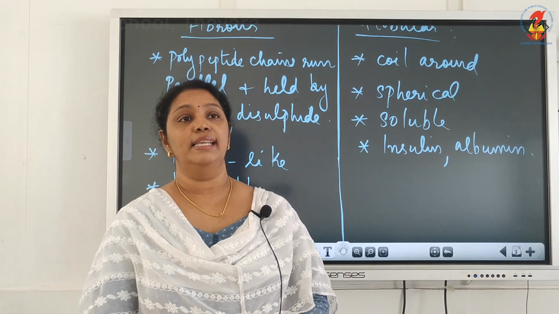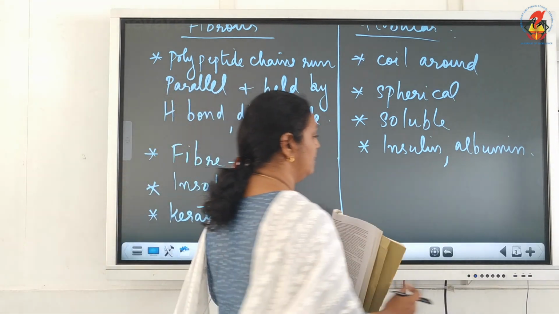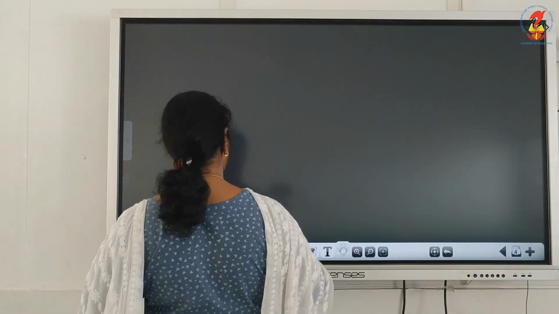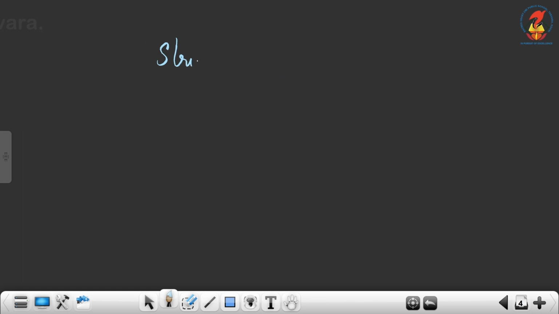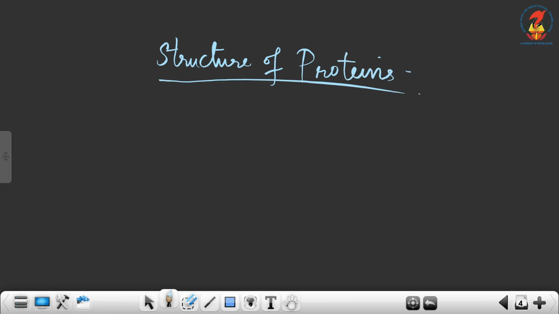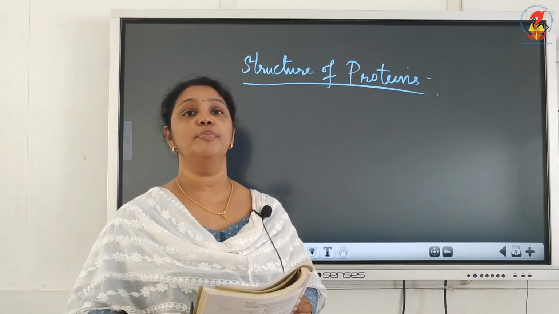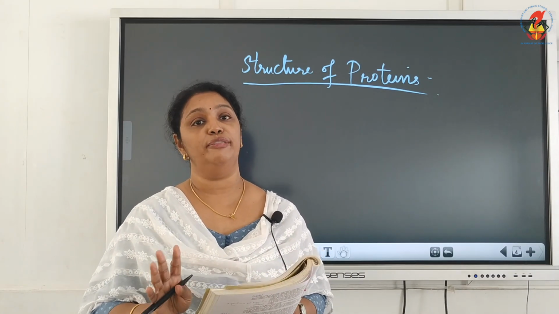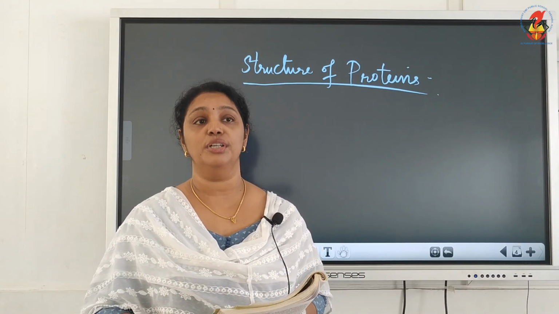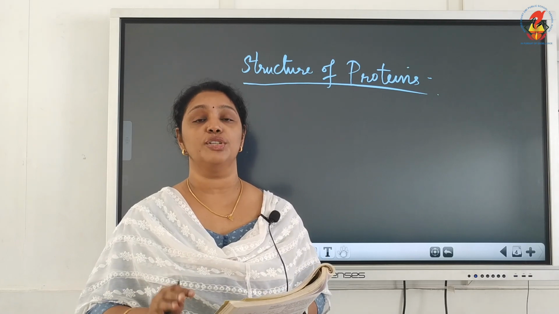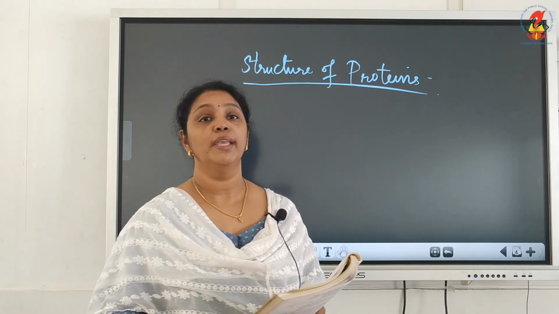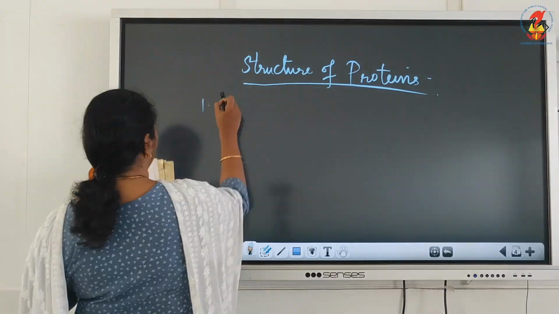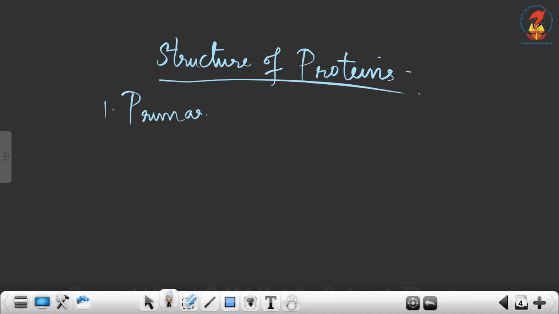Now next let us see the structure of proteins. So next we have the structure of proteins. Now the structure of proteins can be studied at 4 different levels. So we have primary structure, secondary structure, tertiary structure and quaternary structure of protein. So let's study first the primary structure of protein.